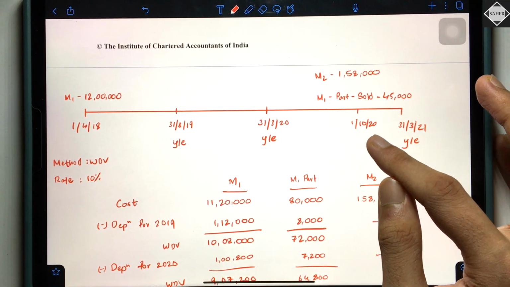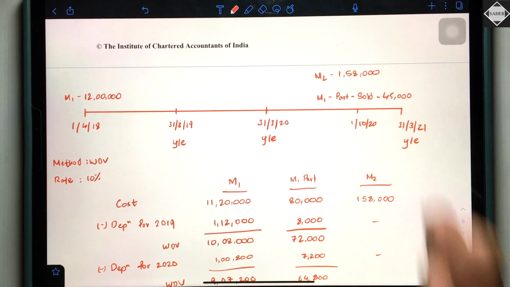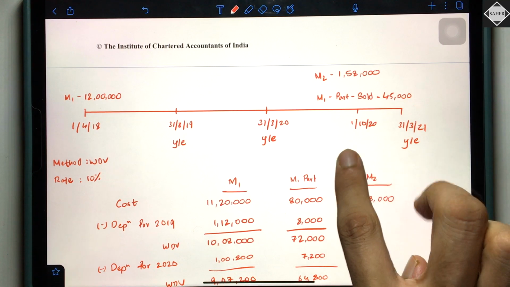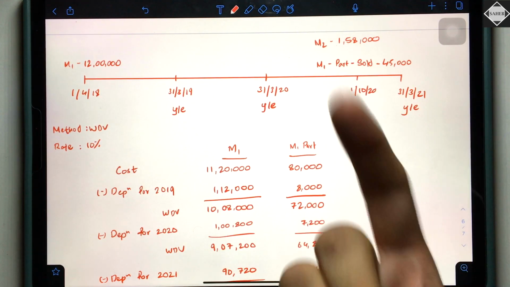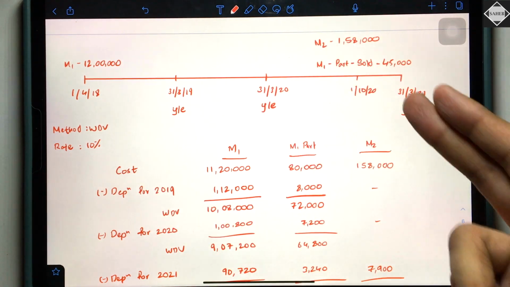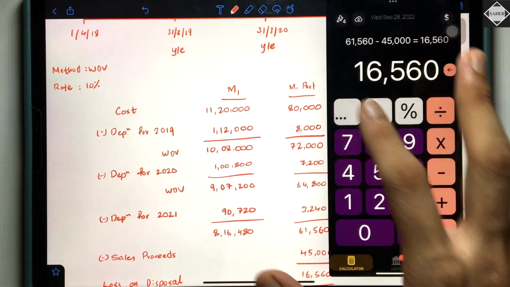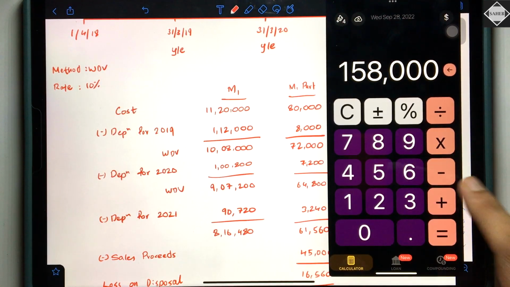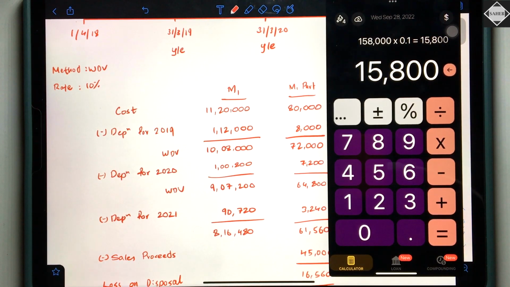So what's the shortcut when you purchase the asset? From date of purchase till the year end. That's how you charge the depreciation. That's a shortcut. So that's 6 months: October, November, December, January, February, March, right? That's 6 months. So 6 month depreciation you have to charge on 1,58,000. So 1,58,000 into 0.10, 10% depreciation, right? So that's equal to 15,800.